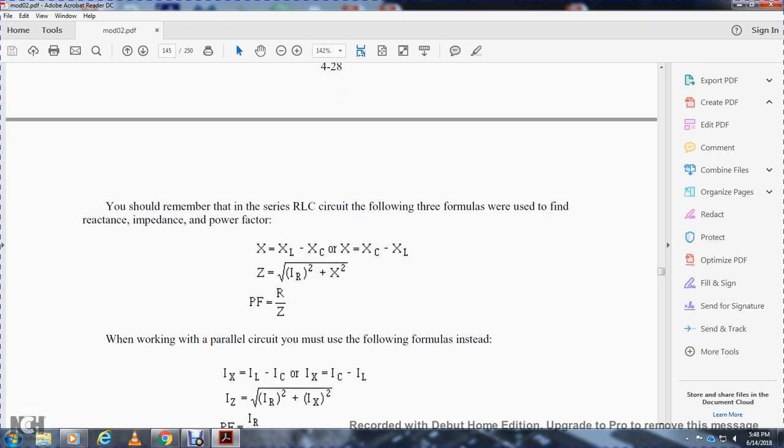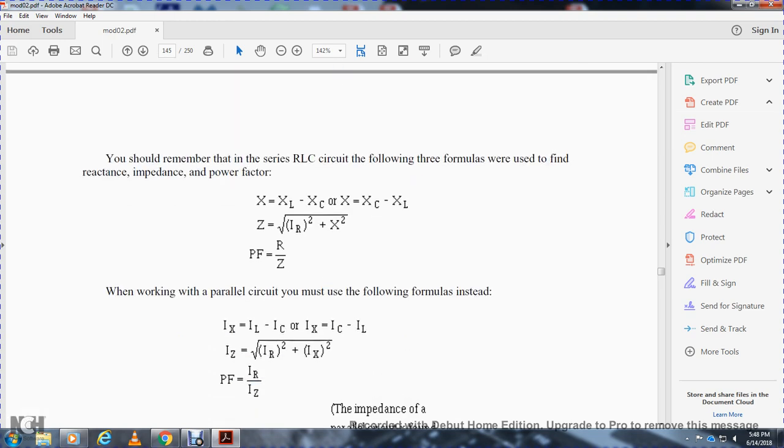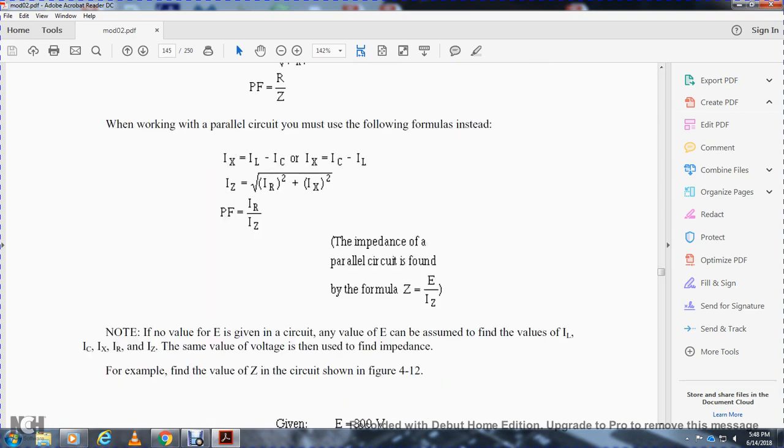For the parallel circuit, you must follow the following formulas. The total reactive amperage is equal to the inductive amperage minus the capacitive amperage, or the capacitive amperage minus the inductive amperage.